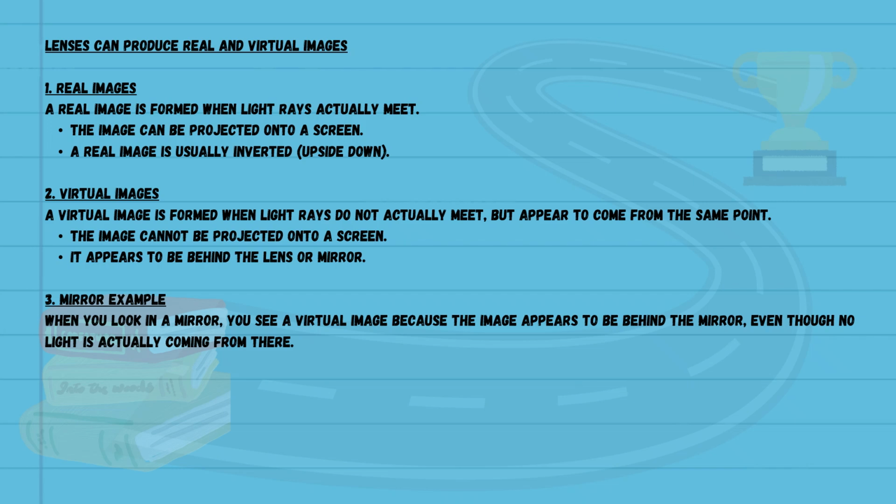Virtual images, however, are formed when light rays do not actually meet, but appear to come from the same point. The image cannot be projected onto a screen. It appears to be behind the lens or mirror. Mirror example: when you look in a mirror, you see a virtual image because the image appears to be behind the mirror, even though no light is actually coming from there.